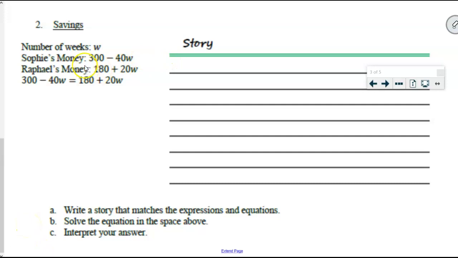Okay, what does 300 minus 40W, what do you think that means? How can we write a story to explain that? Not enough hands. You had lots of time to discuss. I should see a lot more hands. Danielle, will you get me started, please?